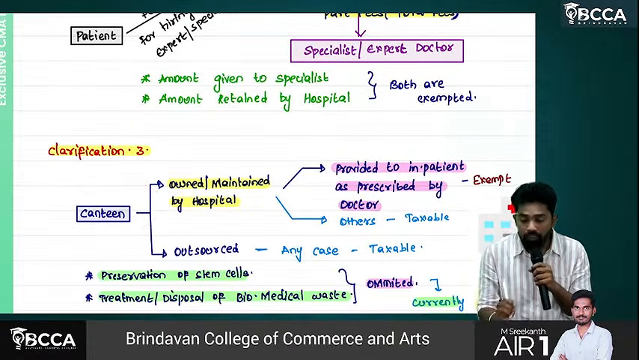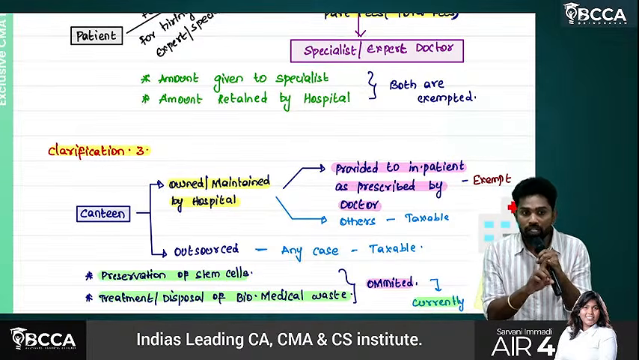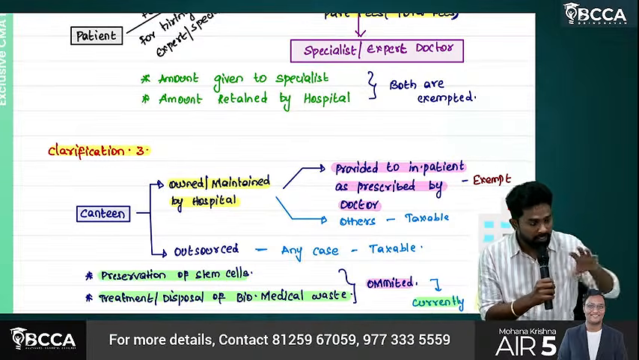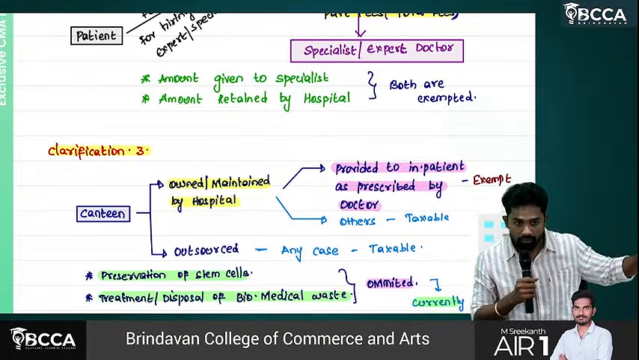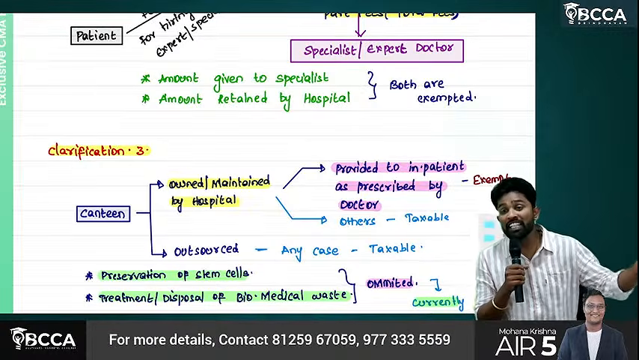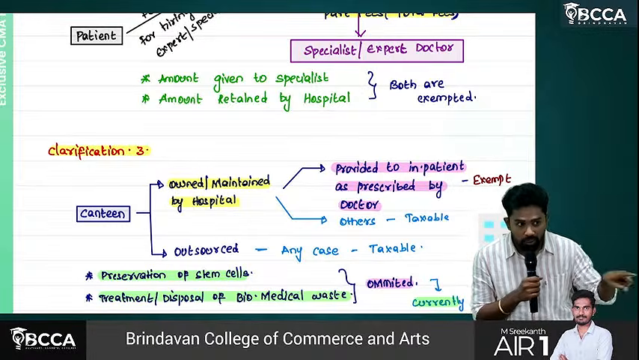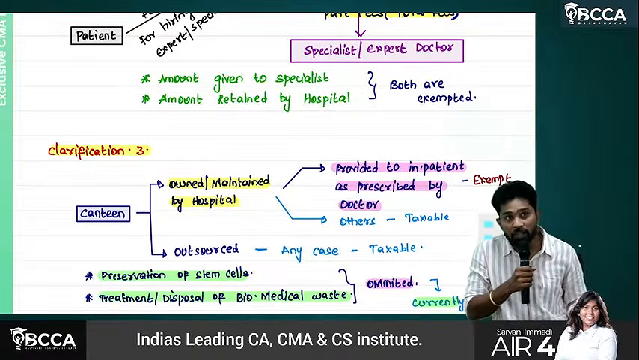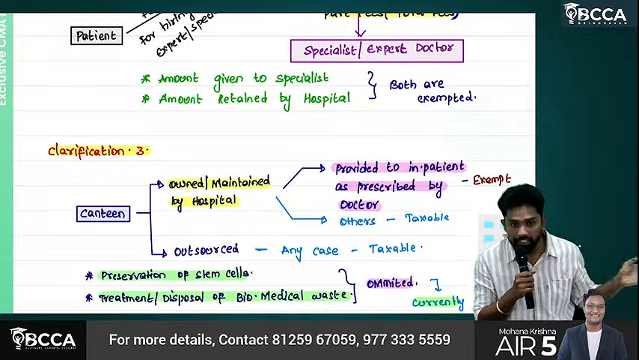Then clarification 3, sir, canteen. Understand here, only in one case it is exempted. What is that one case? Canteen owned and managed by the hospital. I mean, in a hospital there is a canteen. That canteen should be run by whom? The hospital. And from that canteen, food is provided to an inpatient. Inpatient means a patient who is admitted in the hospital. Food is provided to the inpatient as per the prescription of the doctor. Then only it is exempted.